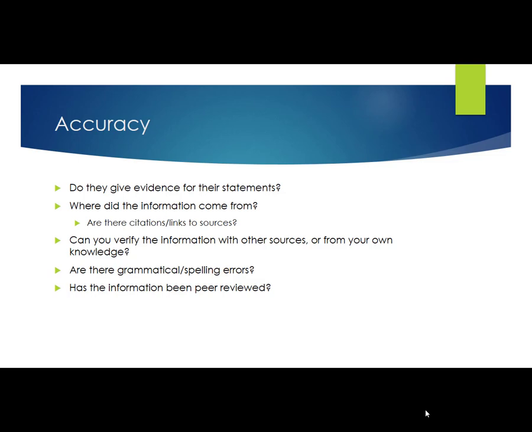Looking at the sources cited in a work can help you see if it's just a website promoting itself or a well-researched take on an issue. You should also check to see if there are any major spelling or grammatical mistakes, and try to see if the source underwent any kind of peer review process before being published.